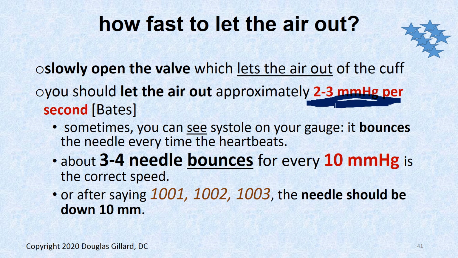What does that actually mean? If you say 1001, 1002, 1003, the needle should have gone down to 140. Right? So every time you say 1001, 1002, 1003, you should have dropped about 10 millimeters. Sometimes you can see the needle gauge bouncing, and that's another way to do it. There should be 3 to 4 needle bounces for every 10 millimeters that you go down. So that's the correct speed.